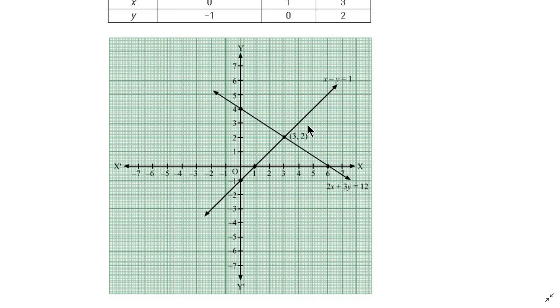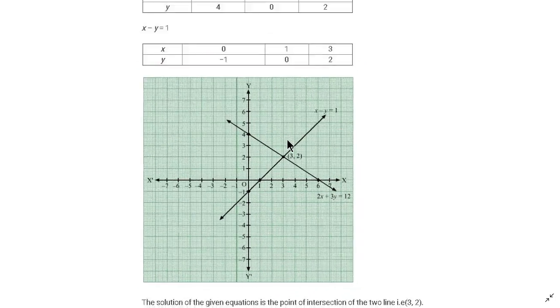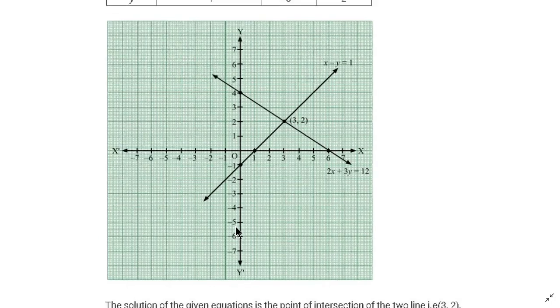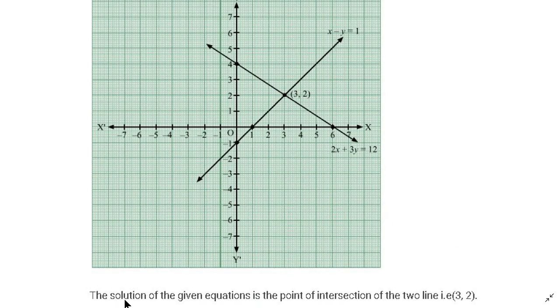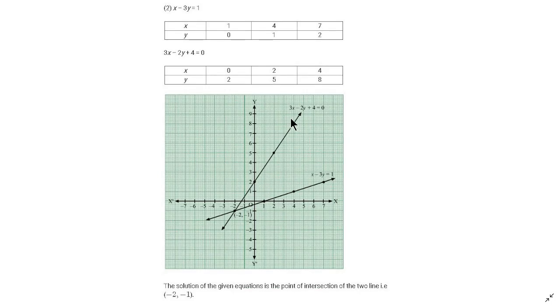The intersection of the two lines is important, it is our solution. So check where these two lines meet. Write the value of x first, where they are meeting at this point, and this point has a value of x 3 and a value of y 2. So the point is 3 comma 2. The solution of the given equation is the point of intersection of the two lines, that is 3 comma 2. This is the line you have to write to complete your example.